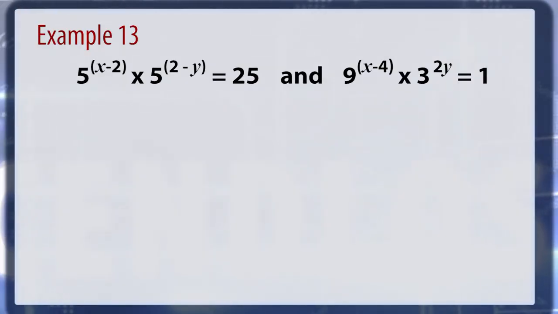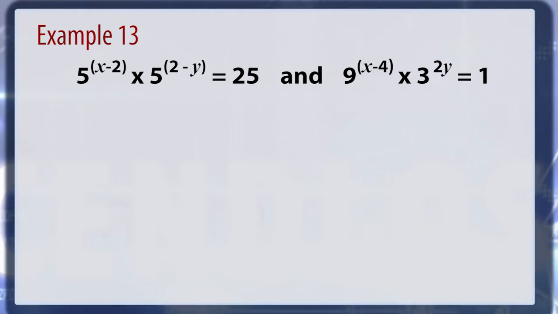So what do we do? We take one equation first, work on it. Then we take the second equation, work on it. Until finally we take the two resulting equations and solve them simultaneously. So let's start. We have 5 raised to the power x minus 2 times 5 raised to the power 2 minus y is equal to 25. Then the second equation says 9 raised to the power x minus 4 times 3 raised to the power 2y is equal to 1. Let's take the first equation.